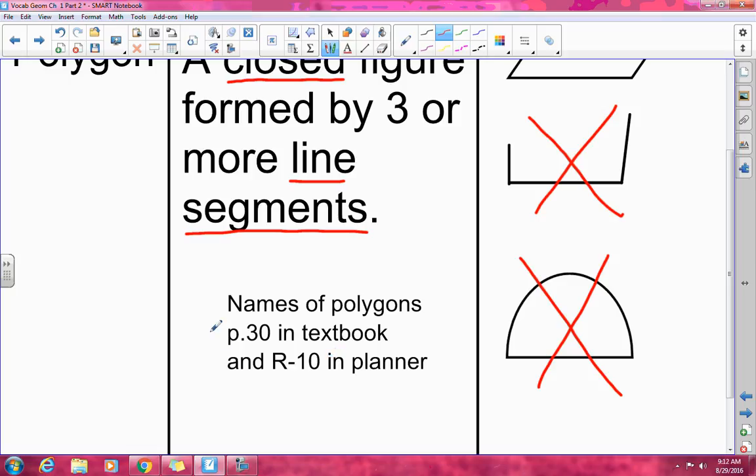And another resource I wanted you to note in your vocabulary is all the names of different types of polygons are on page 30 in your textbook. There's a table off to the left, so hexagon, septagon, octagon, and also on page R10 in your planner, there's a similar resource.